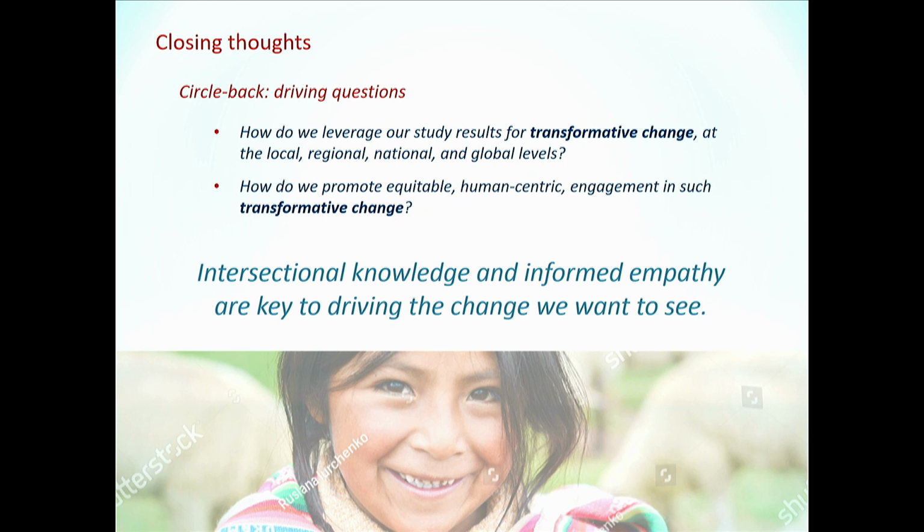Just to close, bringing us back to the beginning, circling back to those driving questions, as the gender gap project comes to a partial end, at least: how do we leverage this study for transformative change at the local, regional, national, and global level? Each one of those is important. The group here is focused at the global level, but really driving change happens locally, and a lot of the things that I say might apply to some places and might not, but I hope they can give us a broader perspective. And how do we promote equitable and human-centric engagement in this transformative change?